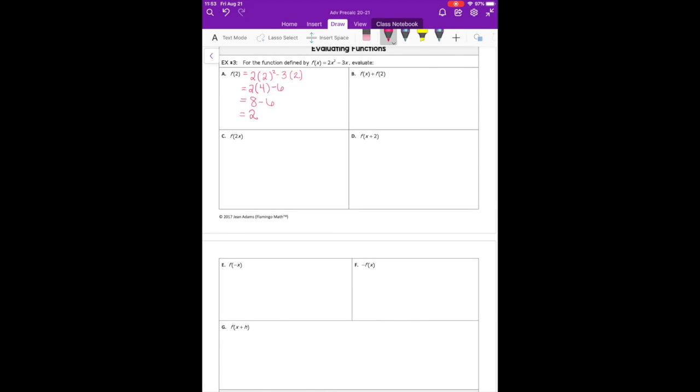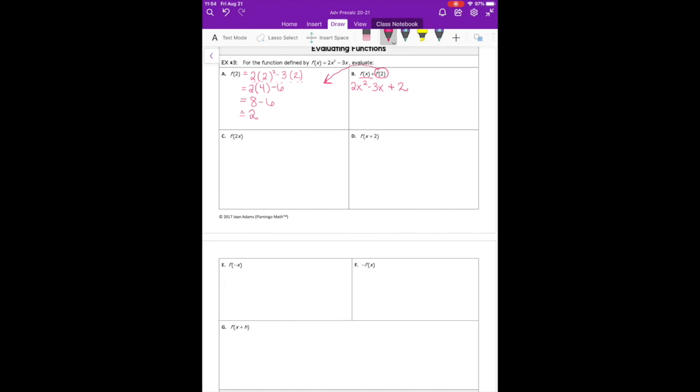All right. B, f of x is just the function, so 2x squared minus 3x. f of 2, hey, I already did that. So for time's sake, I'm going to save some time. I know that that equals 2. If I did not know that, then this is what I would substitute in for that part of the problem.